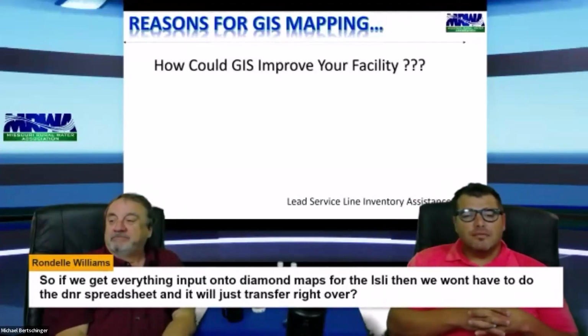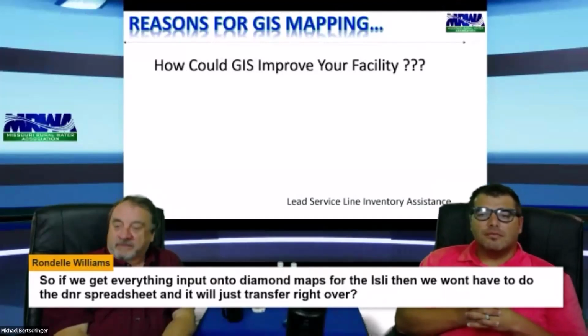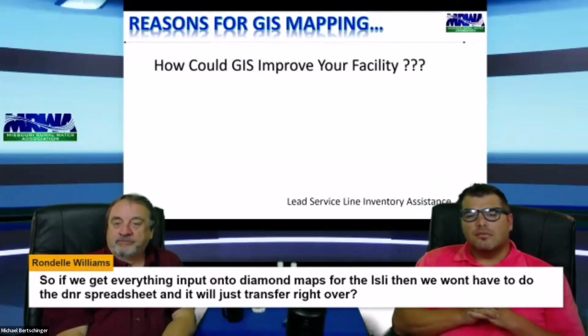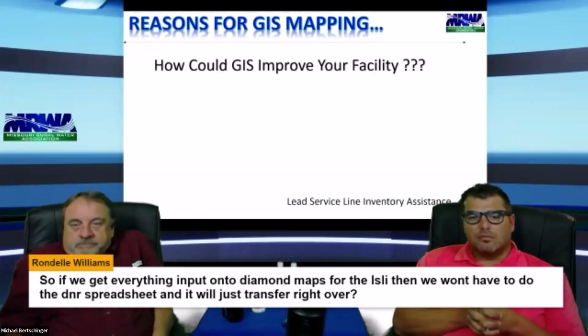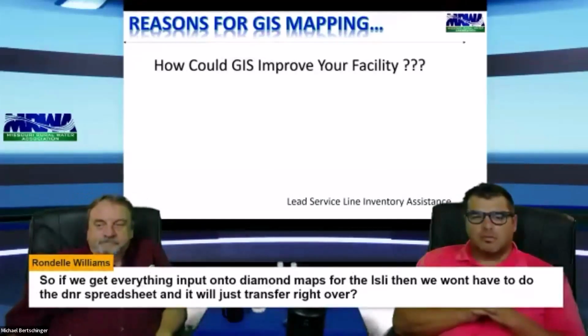I got a quick question. On the Missouri Rural Water Association's website, under Lead and Copper Rural Resources, we have four DiamondMaps videos, two-minute and three-minute videos that explain using DiamondMaps for your lead service line inventory. They might want to use that as a resource. I'll put the link up in the chat, but just sharing that real fast.